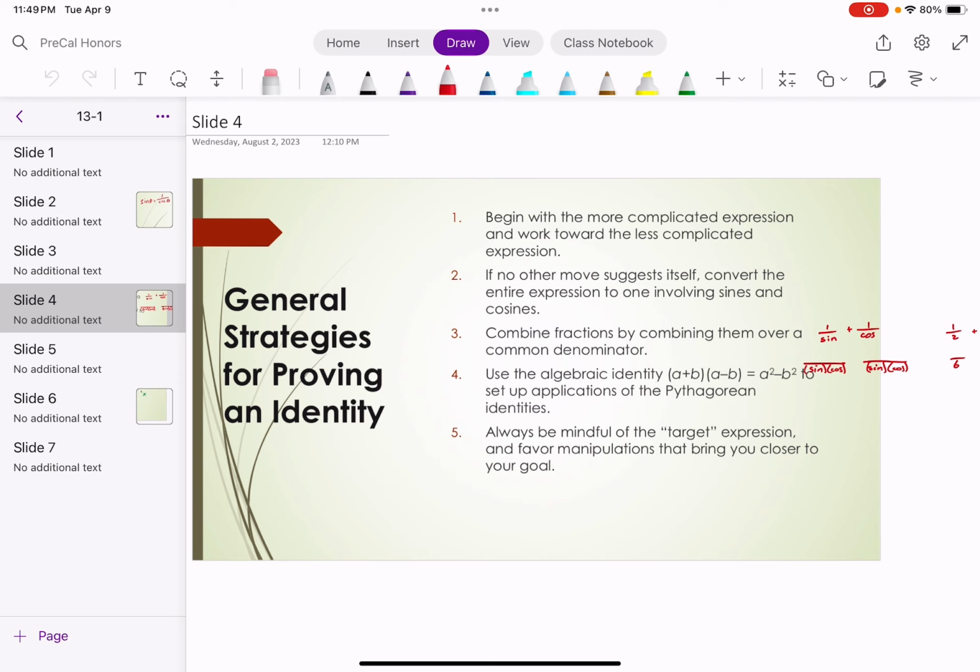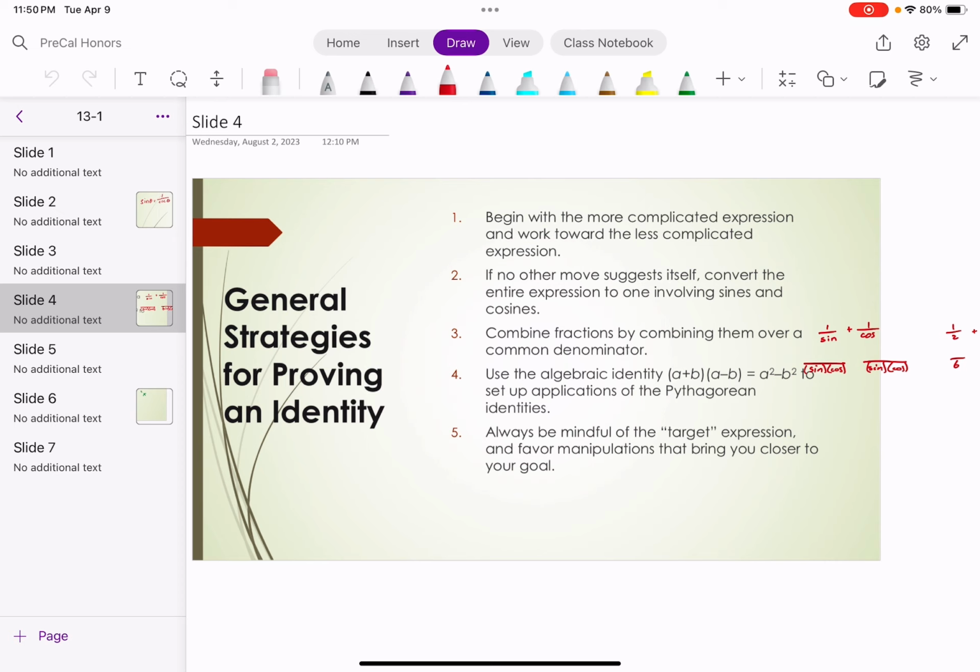The first suggestion, number 1, work with the more complicated expression, and work towards the least complicated expression. This makes it easier for you to be able to work with your equation and break it down as it gets easier. Number 2, if no other move suggests itself, convert the entire expression to one involving sines and cosines. Now, initially you want to use all of the possible identities that you can, but if you have no other choice, make sure to use sine and cosine wherever needed.